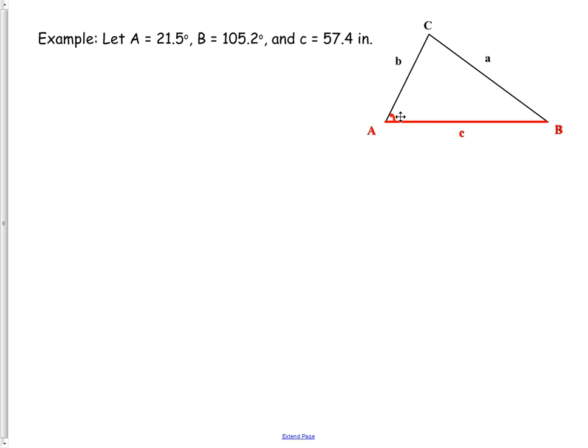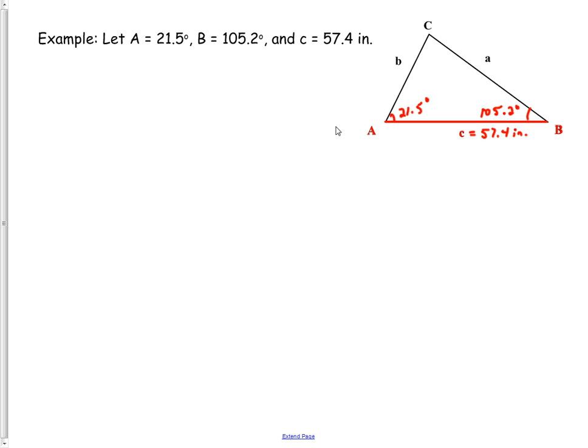We know that angle A is 21.5 degrees. We're told that angle B is 105.2 degrees. I know that the drawing doesn't look it, but it's immaterial to our discussion. And that side C is 57.4 inches. If we're given units, we do need to be careful to make sure that we employ the correct units when we're finding our answer. So we will have to be able to use our law of sines to make this work. Now, as it stands, we don't have enough information.